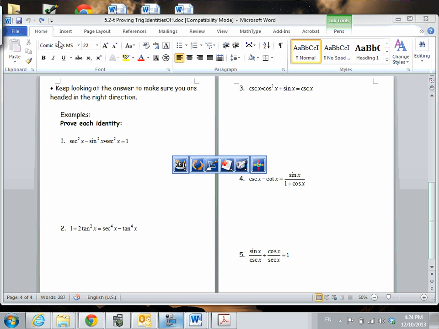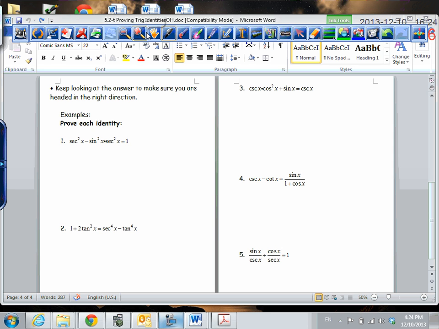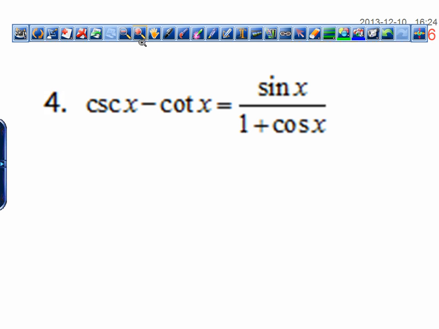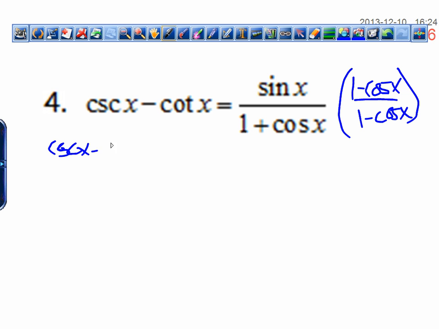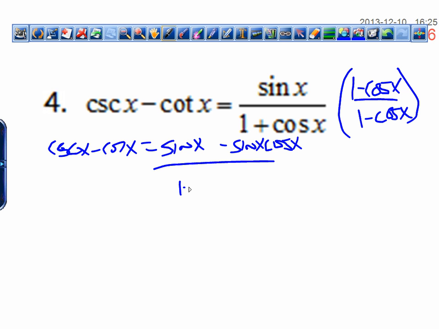Number 4 we struggle with a little bit just because you got to use something called a conjugate, and we don't really remember what that is. Conjugate is kind of like the opposite sign of the denominator here. So 1 minus cosine x, 1 minus cosine x. So left side stays the same. Distribute that, so I get sine x minus sine x cosine x over 1 minus cosine squared x.